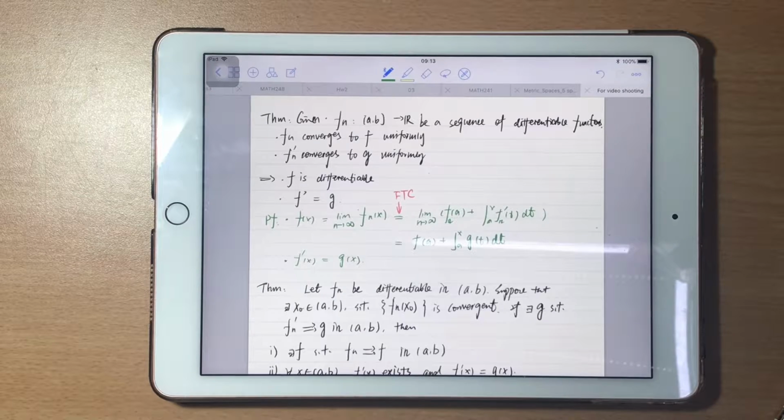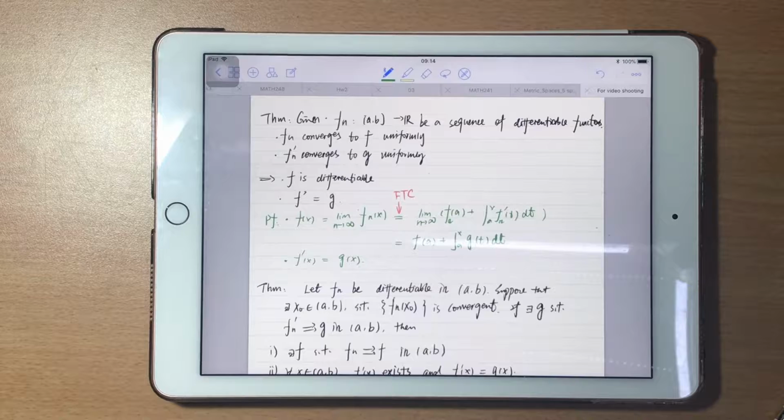So from the previous properties, you might guess the conditions will be that fn is a sequence of differentiable functions, and fn converges to f uniformly, right? And you might guess that these are the only conditions that we need. Then we might get that f is differentiable, the limit function is differentiable, but actually not.